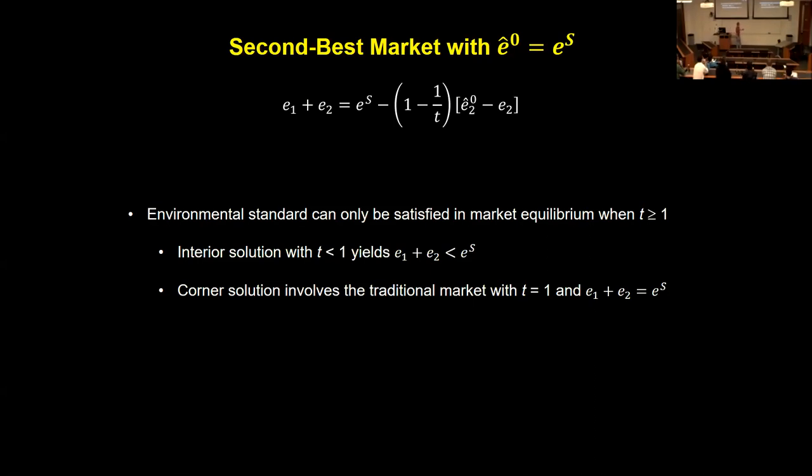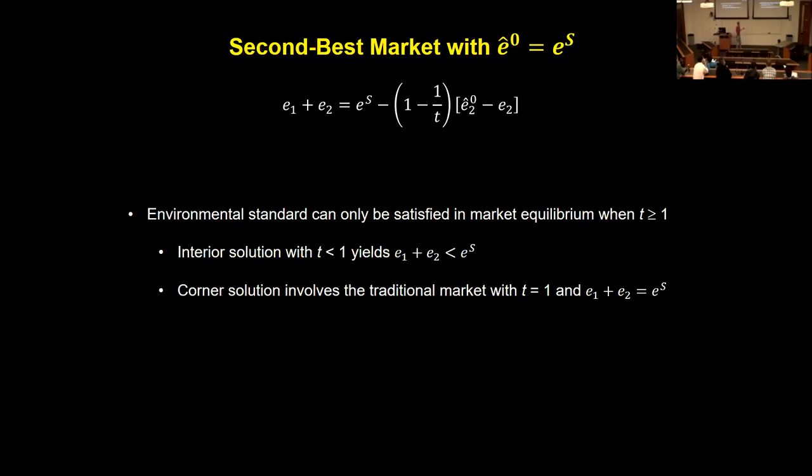If T is equal to one, this should be positive. We have an interior solution when T is strictly greater than one, so that should be positive. And it yields that E1 plus E2 is strictly less than the standard. We get a corner solution involving the traditional market with T equal to one when E1 plus E2 is just equal to the standard. So if this is equal, then we have to have this term vanish. We'd never want to have a case where T is less than one here, because then this whole term becomes positive and it tells us the total emissions would exceed the standard, and that would not be allowed.